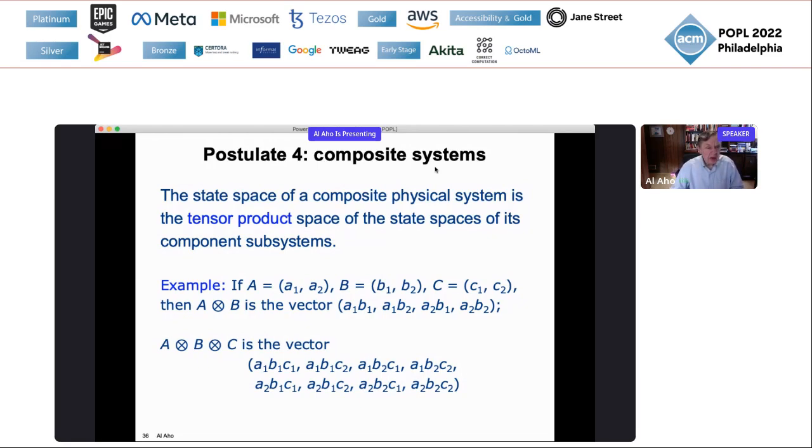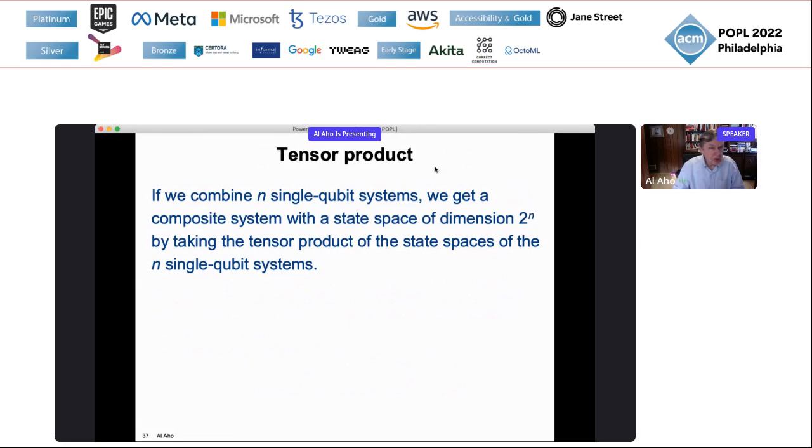If we add a single qubit to a quantum system, we double the size of its state space. So this means that if we combine n single qubit systems, we get a composite system with a state space of dimension 2 to the n by taking the tensor product of the state spaces of the n single qubit systems. Note that if we combine 300 single qubit systems, we get a state space with more dimensions than the number of atoms in the universe. This is why it's so difficult to simulate quantum mechanical systems on a classical computer.